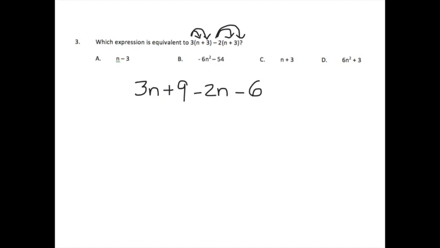Now we're going to do our like terms, n's with n's. 3n minus 2n gives me n. And then we're going to do our numbers. Positive 9 minus 6, that would be plus 3, which tells us that our answer is going to be C.